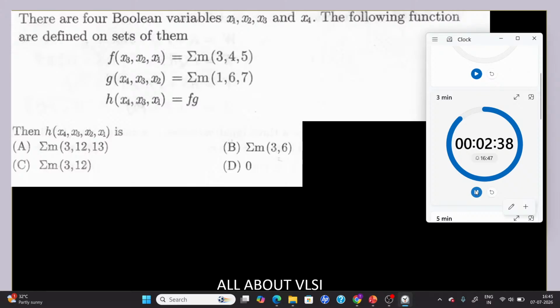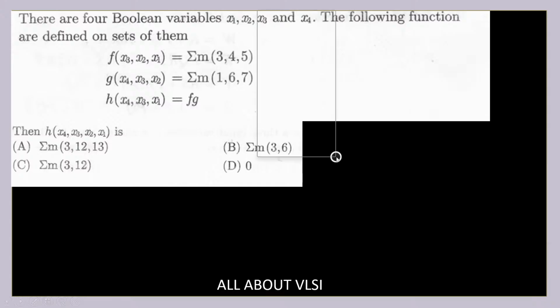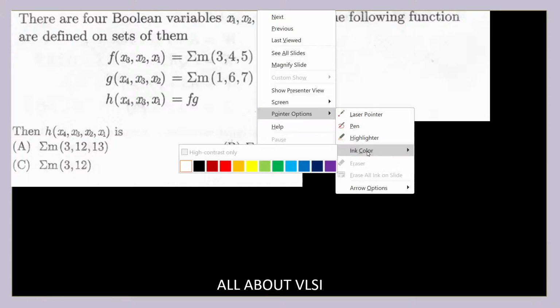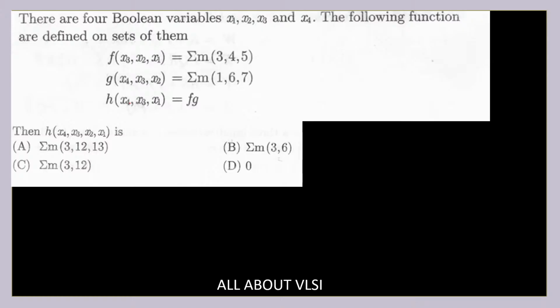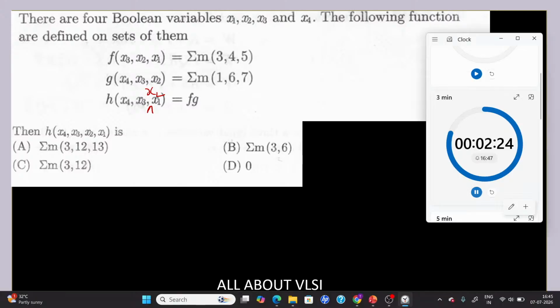Here, I think in the question there is one term missing. One second, let me write it down. X4, X3, X2, and X1. Okay. Yeah. So we need to find just F into G. That's it.